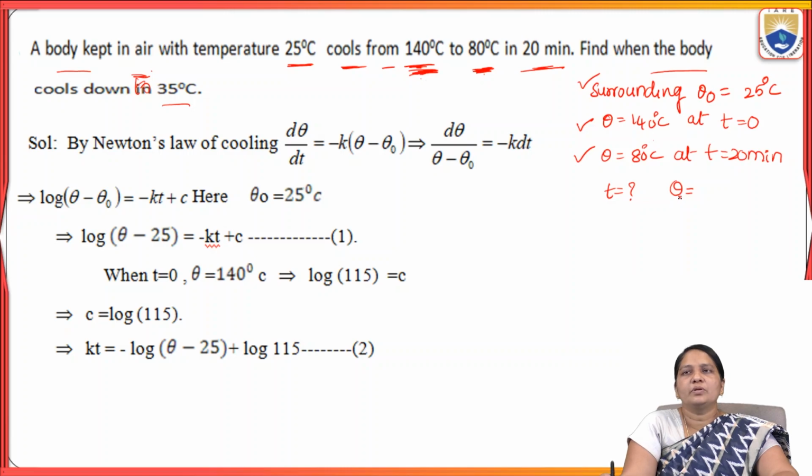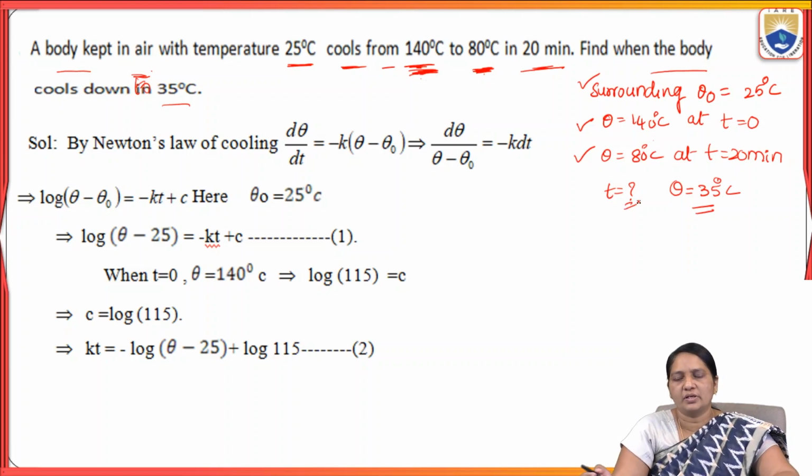For what time is it going to get 35 degrees C? So for the temperature 35 degrees C, what is the time we are going to calculate? Here, according to the procedure, first we have to identify the theta naught. According to the working rule, we already identified the theta naught. So first we are writing the given data.